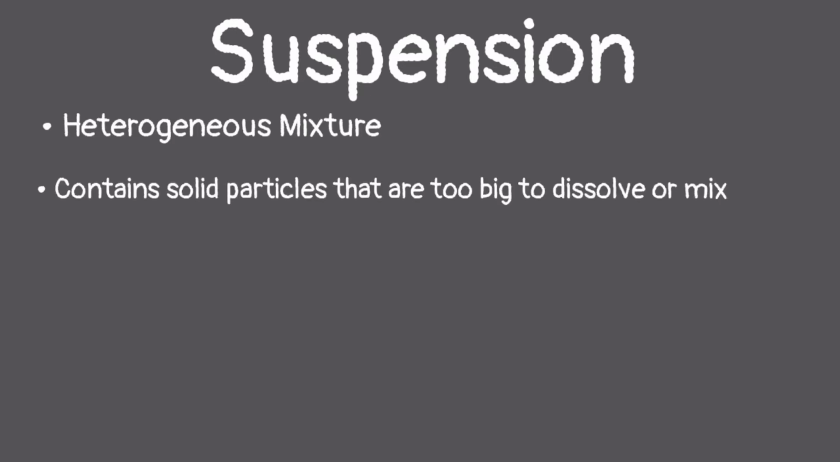A suspension is a heterogeneous mixture that contains solid particles that are too big to dissolve or mix. It's like the ones you see in a snow globe. When you shake a snow globe, the snowy-like particles will just fall down and not mix with the water. Now here's a real-life example of a suspension.